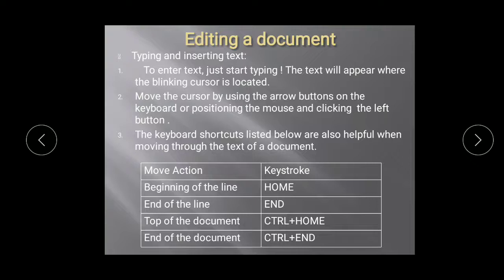Move the cursor by using the arrow buttons on the keyboard, or by positioning the mouse and clicking the left button. Whenever you want to move in any direction, it's not compulsory to do it every time; you only have to keep on typing. Suppose you want to add one more line in between two lines. You can move your cursor with the help of your arrow keys. There is the up arrow key, down arrow key, left arrow key, and right arrow key. According to your judgment, you can move using the arrow keys.